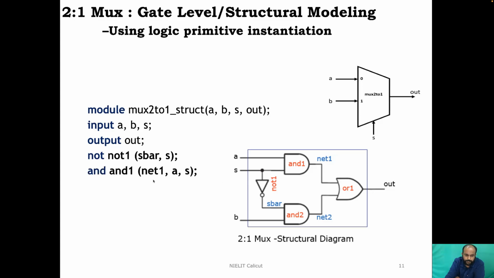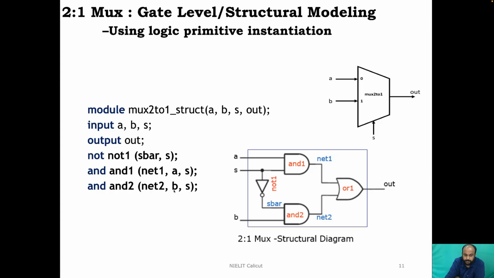Now I will instantiate the AND gate. So AND is the keyword, AND1 is the instance name or the label, and the output of my first AND gate is net1, and the inputs are, please read this as B and S because there is a small error in this slide. So it's B and S are the inputs. Similarly, for the next AND gate, it is AND2, and the output of that AND gate is net2, and the input should be A and S. Okay, AND2, the output is net2, and the input must be A and S.